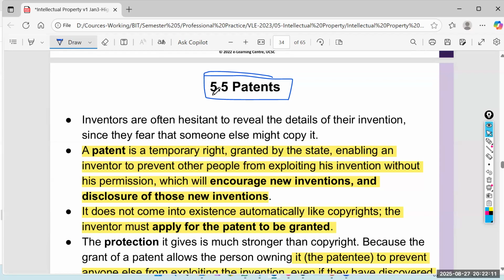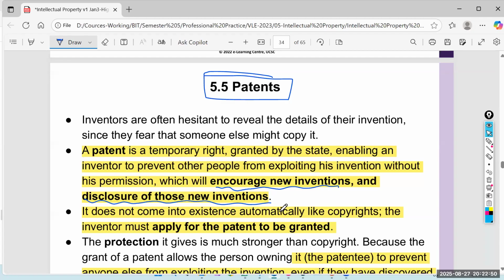So there are two main reasons. One is to encourage new inventions. Secondly, to encourage the disclosure of the new inventions. Otherwise, some people just keep it as a secret. They come up with an invention and they don't use it. Maybe they don't have money or other problems prevent them from using it. At the same time, they don't disclose it to anyone. So then that invention dies with you, which is bad.